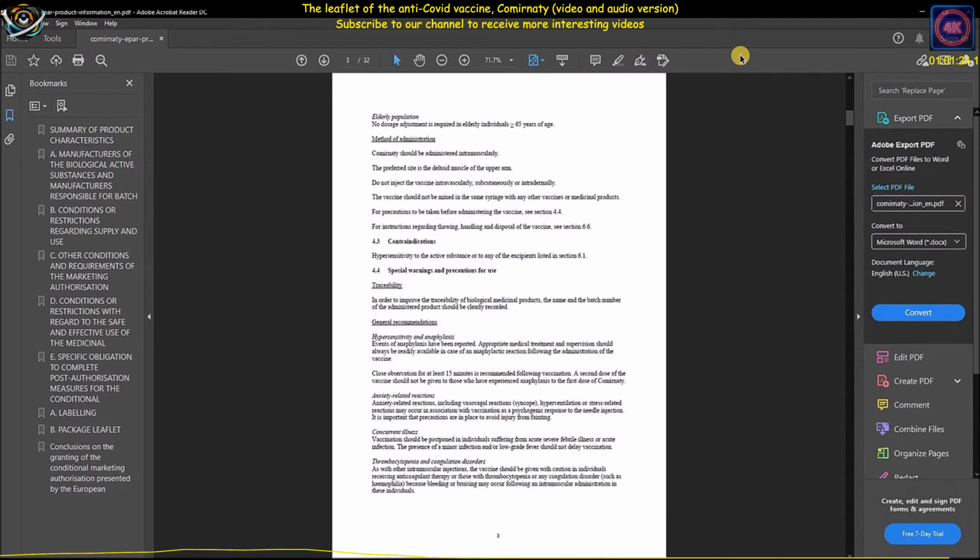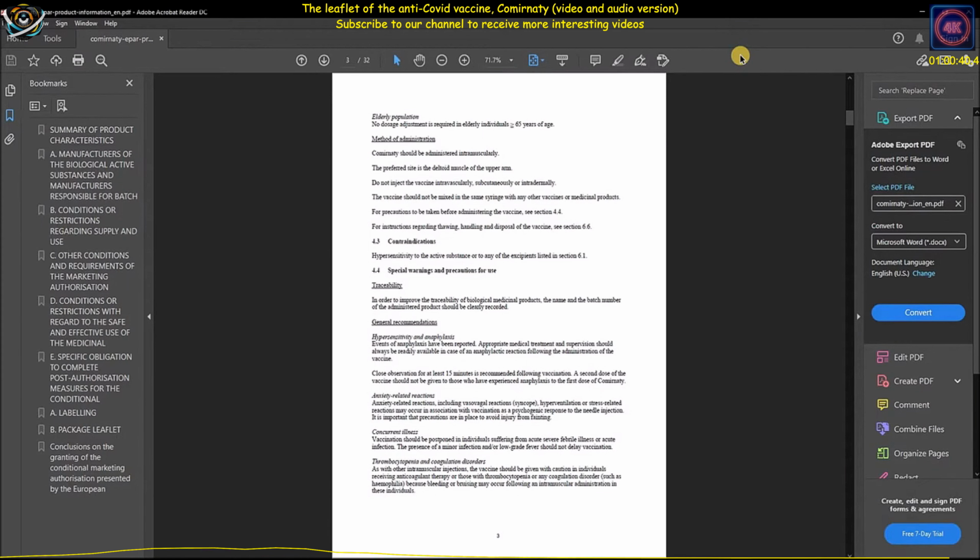A 2nd dose of the vaccine should not be given to those who have experienced anaphylaxis to the 1st dose of Comirnaty. Anxiety-related reactions. Anxiety-related reactions, including vasovagal reactions, syncope, hyperventilation, or stress-related reactions may occur in association with vaccination as a psychogenic response to the needle injection. It is important that precautions are in place to avoid injury from fainting. Concurrent illness. Vaccination should be postponed in individuals suffering from acute severe febrile illness or acute infection. The presence of a minor infection and/or low-grade fever should not delay vaccination.